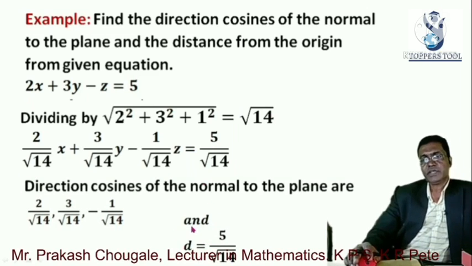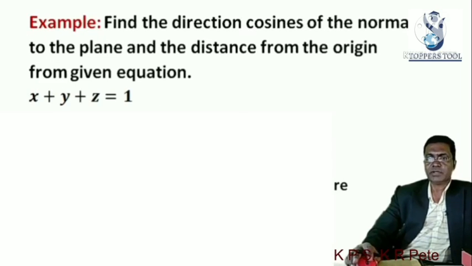Okay, so in this way you can find the direction cosines and the distance from the origin by expressing the given general equation in the form Lx plus My plus Nz equal to D. Any general equation can be expressed in this form. So here is one more example. Find the direction cosines of the normal to the plane and the distance from the origin from the given equation.